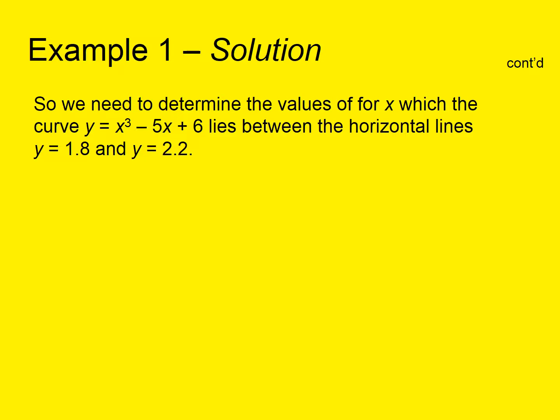So we need to determine the values of x for which the curve y equals x cubed minus 5x plus 6 lies between the horizontal lines y equals 1.8 and y equals 2.2, in keeping with that compound inequality that we just saw, right? Which was 1.8 less than x cubed minus 5x plus 6, which by the way is f.